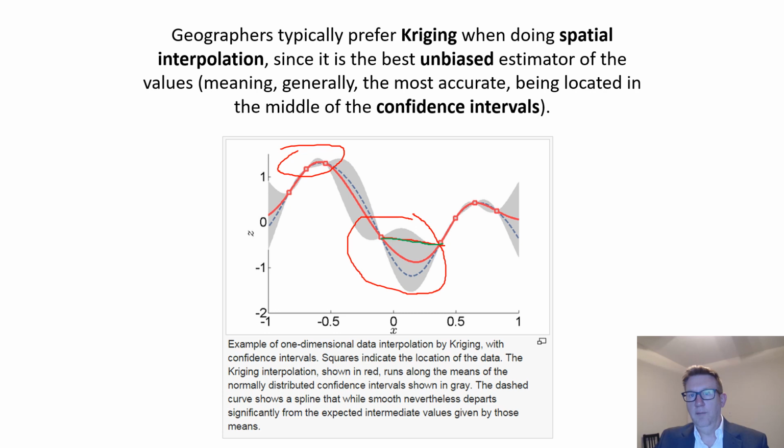And again, the nice thing about Kriging is it functions sort of like a middle ground between these. It tends not to be quite as extreme as a spline fit, but it also tends to be not quite as weirdly rigid and discontinuous as a conventional linear fit.